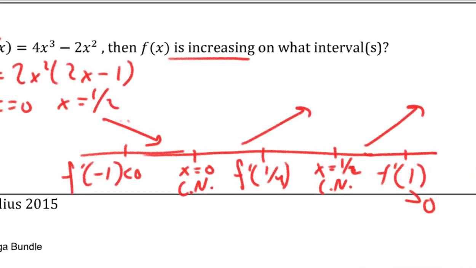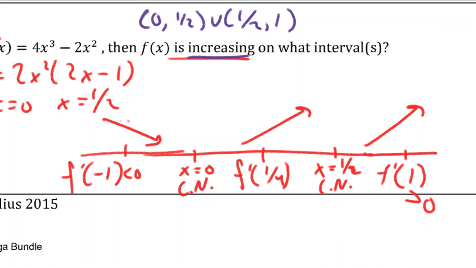Okay, so this line chart is very good to let me know that there's a relative min at x equals 0, but this question's not even asking that. It wants to know when is it increasing. So that's going to be from 0 to what? Is it increasing at x equals 1/2? It's 0 at x equals 1/2. So it's really increasing from 0 to 1/2, and then increasing again from 1/2 to 1.